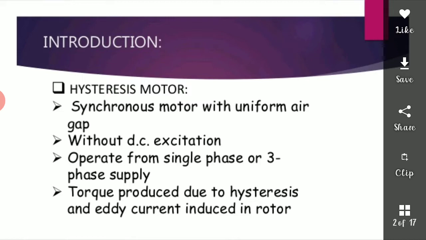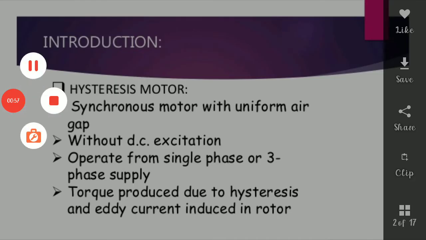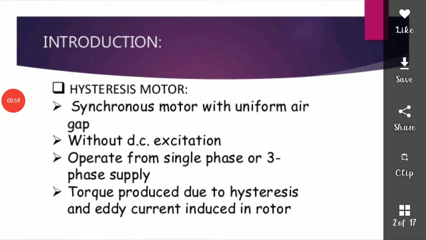What is meant by a synchronous motor? A motor which runs at a synchronous speed, that is Ns, is called a synchronous motor. Okay, let's discuss the first type of synchronous motor, that is the hysteresis motor. So what is meant by a hysteresis motor? The synchronous motor is a special type of motor used in certain applications.